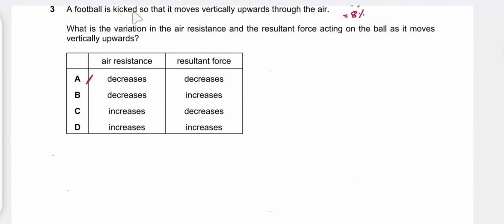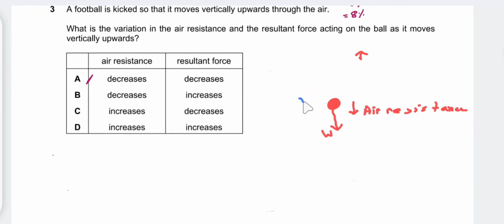Number 3. A football is kicked so that it moves vertically upwards through the air. So this is our football and it is kicked so that it moves vertically upwards. What is the variation of air resistance and the resultant force acting on the ball as it moves vertically upwards? For this ball, the weight is acting vertically downwards. And since the object is moving upward, the air resistance is obviously acting downward.